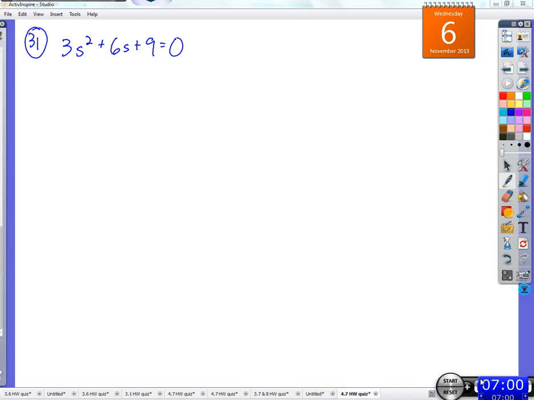What's the first thing we might do? First best thing we can think of doing? Divide by 3. S squared plus 2s plus 3 equals 0. Subtract 3. S squared plus 2s equals negative 3.